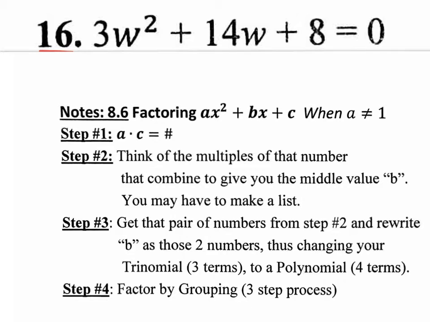Straight from your notes. Step 1 is to multiply A times C. And step 2, think of the multiples of that number that combine together to give you the middle value. Step 3, get that pair of numbers from step 2 and rewrite your B value as those two numbers, thus changing your trinomial to a polynomial. And step 4, factor by grouping. So let's go through these steps.